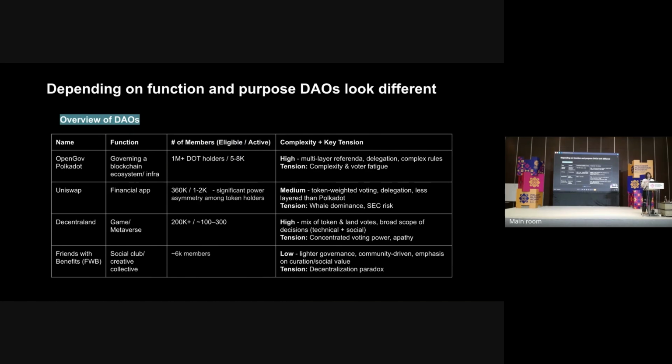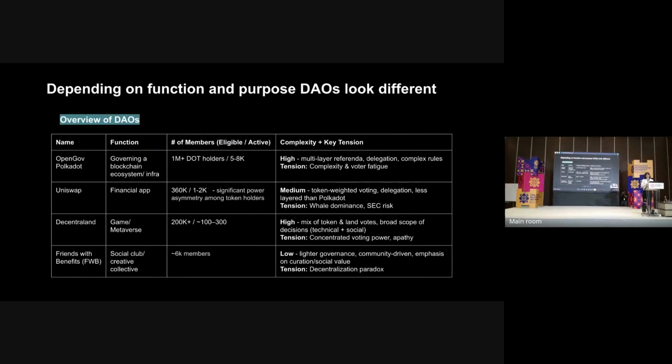So we have OpenGov, Polkadot. Basically, the function or use case here is infrastructure, governing a blockchain ecosystem. How many eligible members do we have? Over 1 million DOT holders, but how many are actually participating in the voting? Approximately 5,000 to 8,000, which is relatively high compared to other blockchains. So how complex is the system comparably? And what is the key tension here?